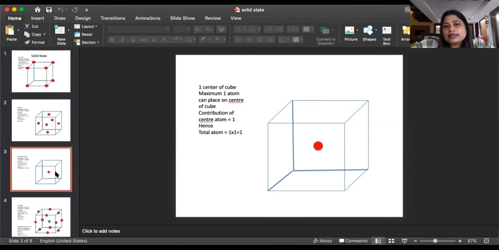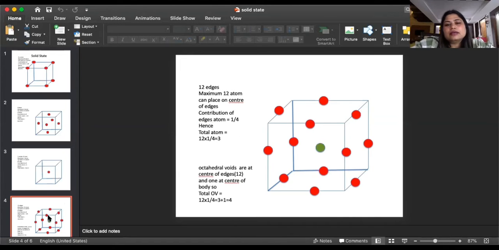This thing we discussed yesterday also. And in the next slide, you can see that there is 1 atom placed at the center of the cube, and the contribution is 1 only because this 1 atom which is inside the cube cannot be shared by other unit cells. Now we come to this slide.